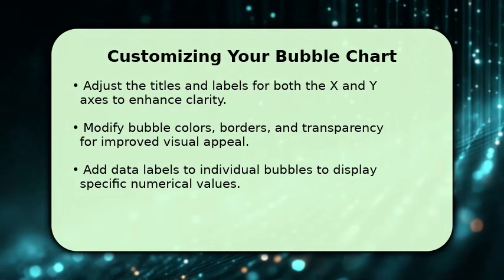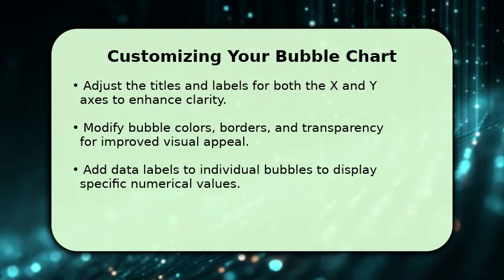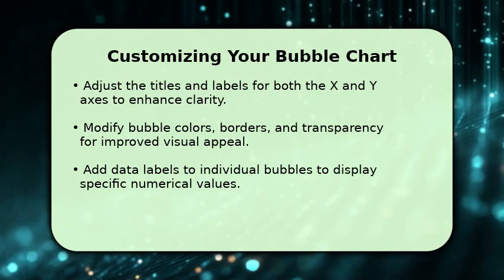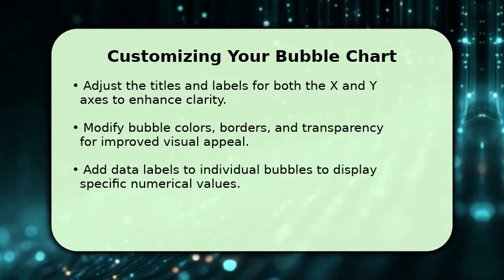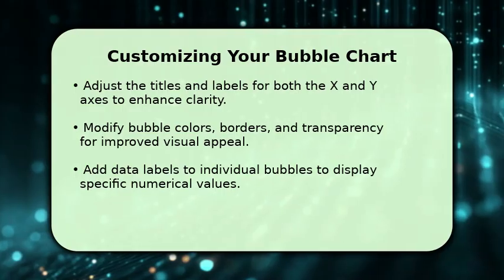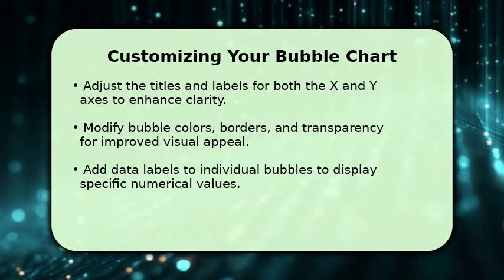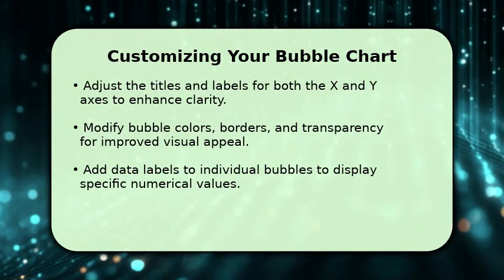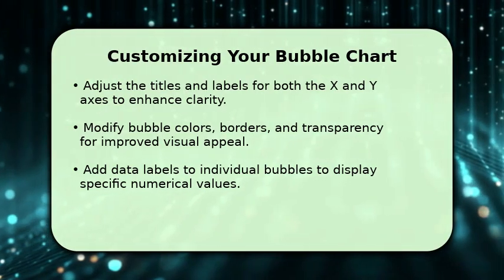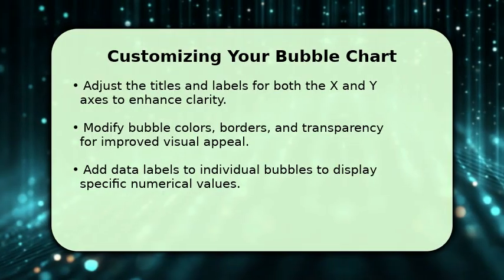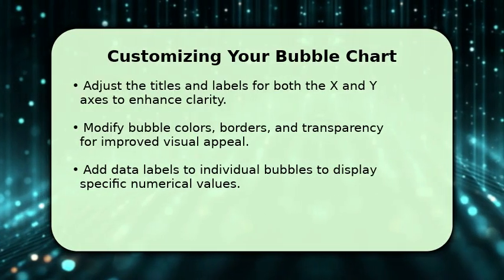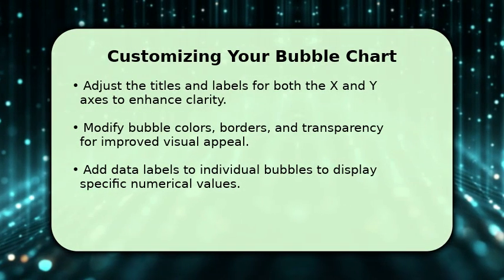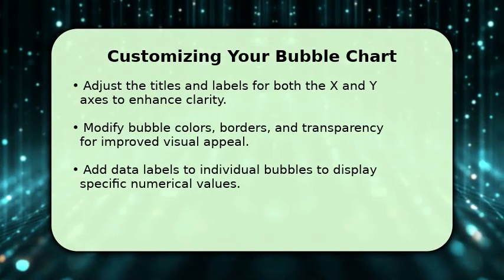Now that you have your basic bubble chart, it's time to customize it for maximum impact. You can easily adjust the axis titles and labels to make your chart more understandable. Experiment with different bubble colors, borders, and even transparency levels to highlight key data points. Adding data labels to each bubble can also provide specific numerical values, giving your audience more precise information at a glance.